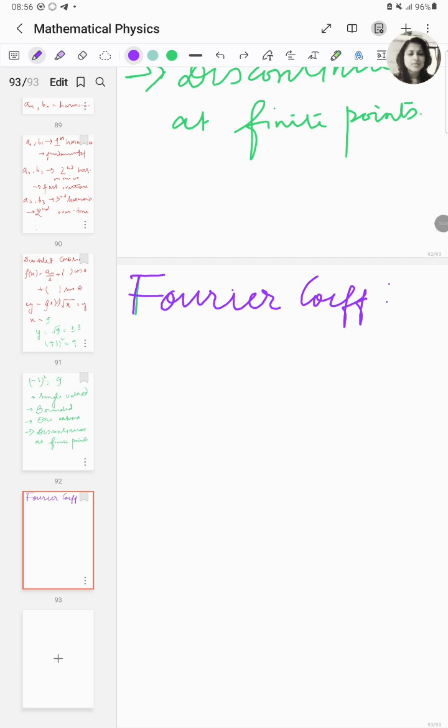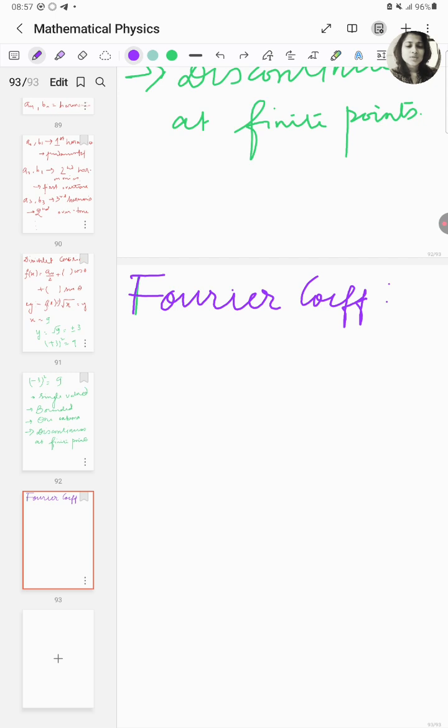So in the previous discussion, we have learned that any periodic function can be expressed as a sum of sine and cosine terms, right? Using Fourier series. Now, however, an important question arises: how much of these sine and cosine components is present in the function? The answer is given by Fourier coefficients. So Fourier coefficients are the constants that determine the amplitude of each harmonic present in the series. In other words, they tell us how strongly each sine and cosine term contributes to reconstructing the original function.